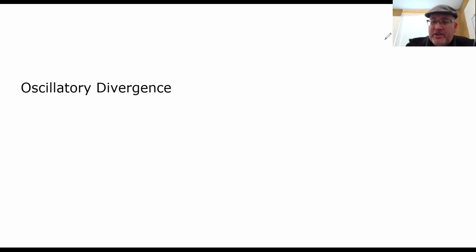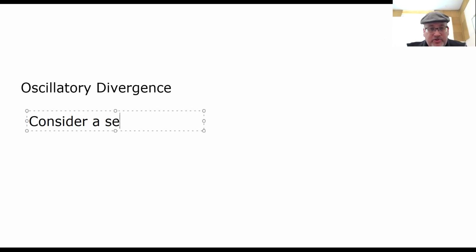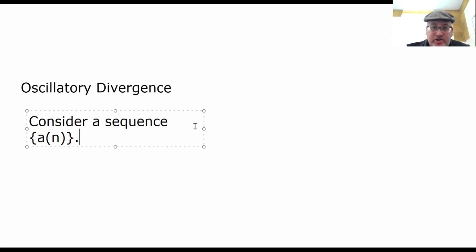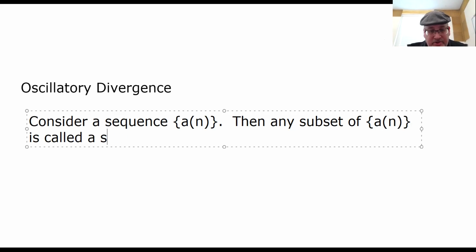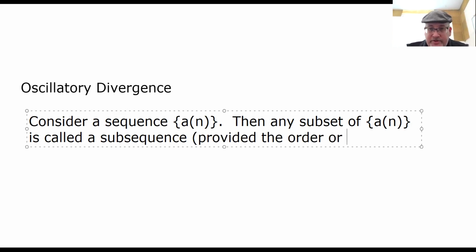Oscillatory divergence is when your sequence does not explode, but parts of it go one place and parts of it go another. In order to discuss this, we have to first define a subsequence. So consider a sequence a_n. And again, I'm just using that generic function notation instead of subscript notation. Then any subset of it is called a subsequence, provided the order is preserved.